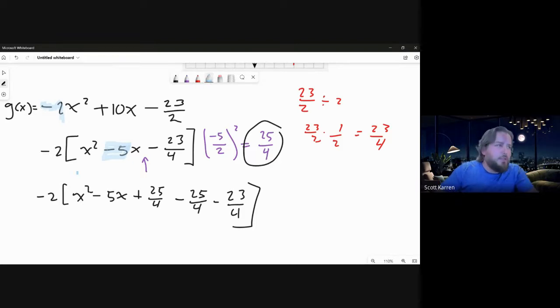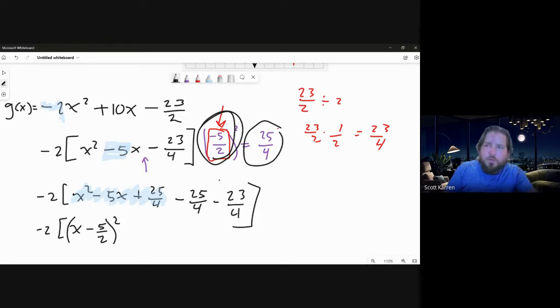But these 3 terms are a perfect square trinomial. I'll write this then as negative 2 times x minus 5 halves squared, right? You can always shortcut your factoring in when you're completing the perfect square trinomial. You can always shortcut it because it's going to be that number that gets divided by 2.